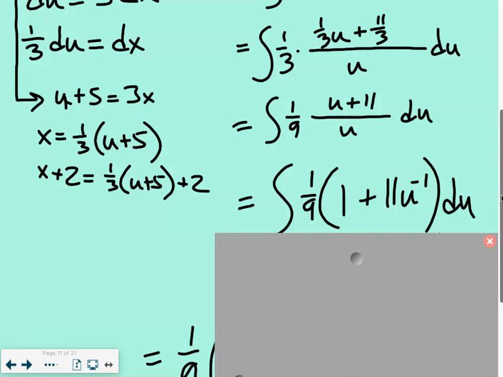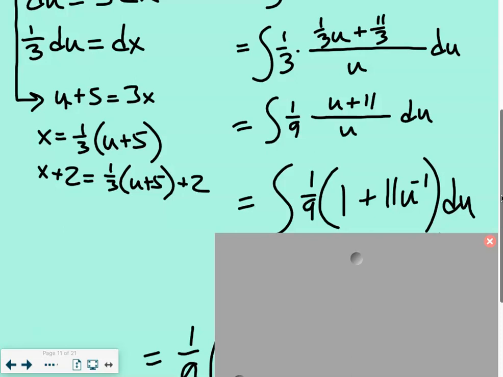What is the antiderivative of 1 du? It's u. So be careful that your antiderivative of a constant is the constant times this variable, not x, u. Big difference, right? You're in du world. Everything's u. So the antiderivative of 1 is u.